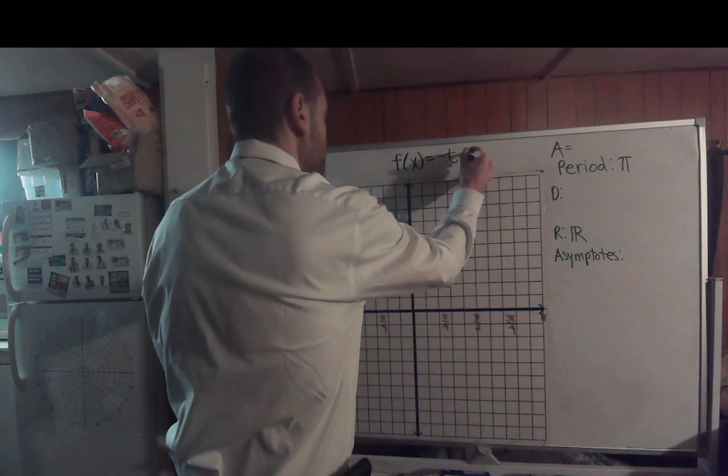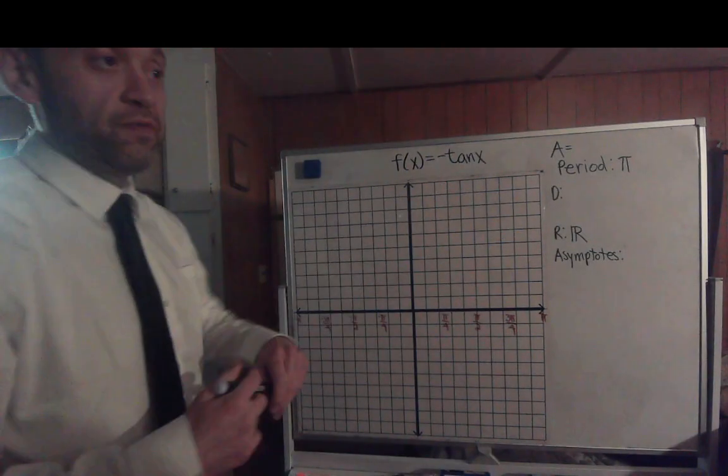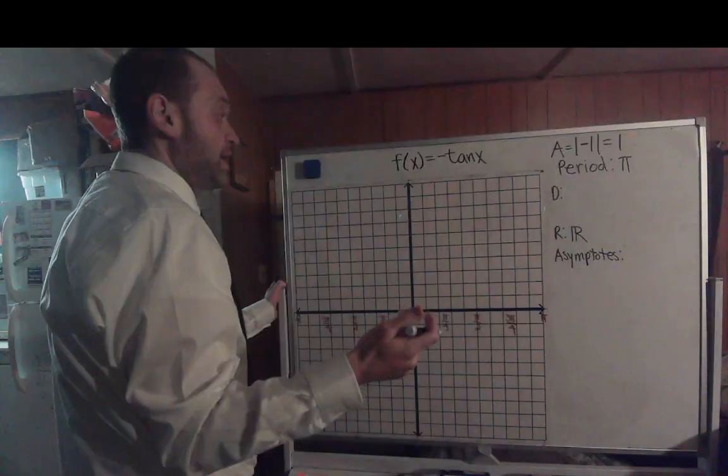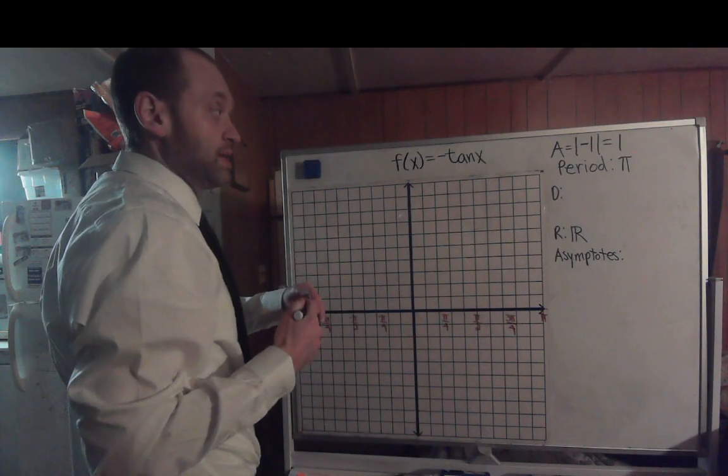We're going to do f of x equals negative of the tangent of x. So we have a negative 1 coefficient on the tangent of x. Well, like the other trig functions, the amplitude is the absolute value of your coefficient. In this case, the absolute value of negative 1 gives you an amplitude of 1. Your period hasn't changed. That's still pi. Your domain's not affected by this. Your domain is still all of x not equal to odd multiples of pi over 2.